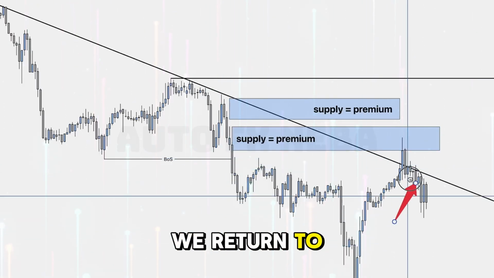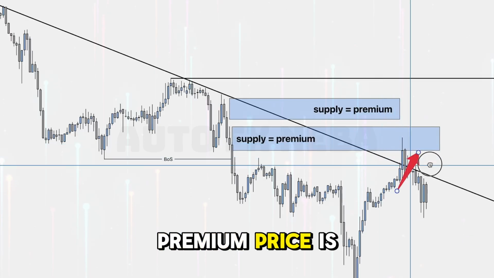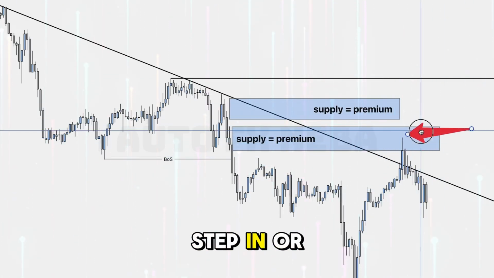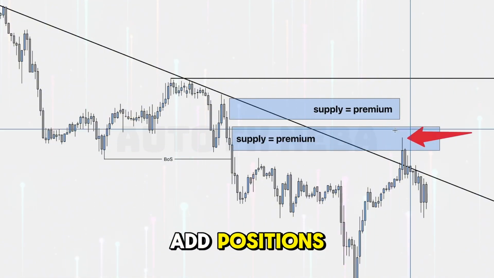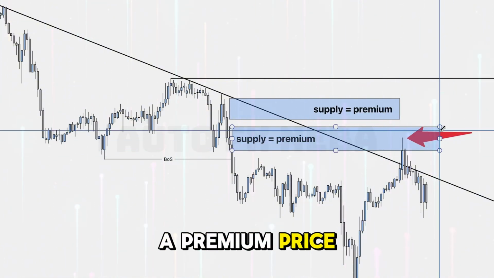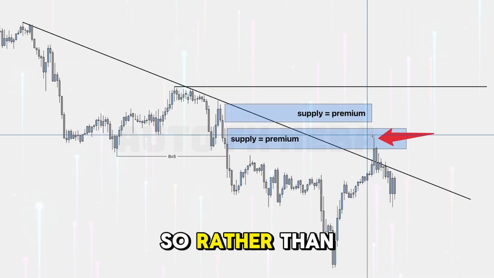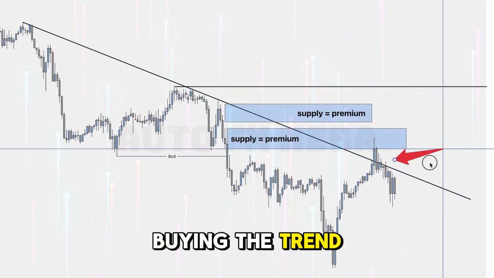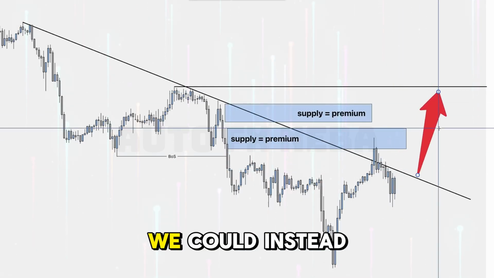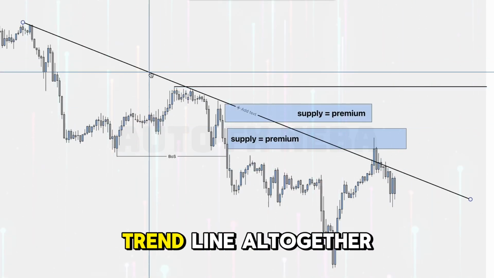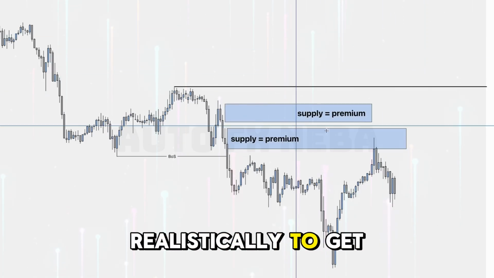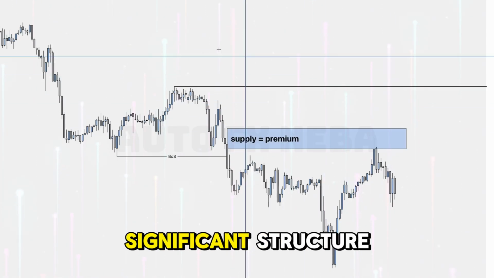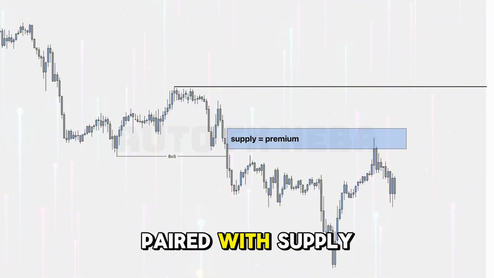So if we return to this, we understand this premium price is likely to create a second reaction as new sellers step in, or the same sellers add positions with the understanding that this is a premium price to do so. So rather than selling the trend line, and rather than buying the trend line break and retest, we could instead just eliminate the trend line altogether, realistically, to get a clear picture of what's going on. And we can take a look at just the significant structure paired with supply and demand.